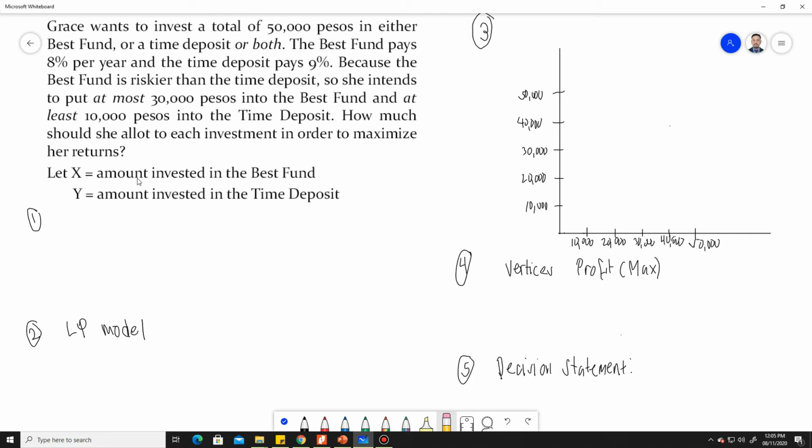So we let X be the amount invested in the best fund and Y the amount invested in the time deposit. Our objective, no class, is to maximize. So, nababasa natin yan sa tulo. Madalas mababasa natin yan sa huling statement ng problem. And then, this is a linear programming maximization problem. Actually, it is an investment problem, no? So, here we have an investment problem.